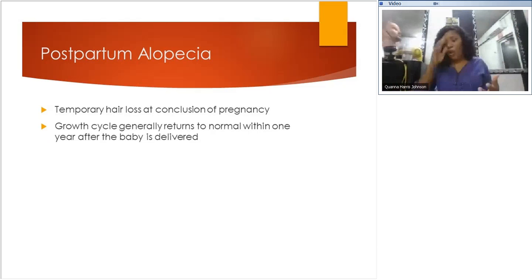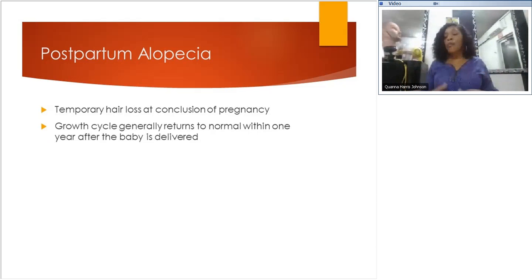Many women may face this one. So what will happen is that the growth cycle will normally return. There is a change in the hormones, so there's going to be a change in your growth cycle. The hair goes through three cycles, anagen, catagen, and telogen, with anagen being the growth cycle, catagen being your transitional cycle, and telogen being your resting cycle.